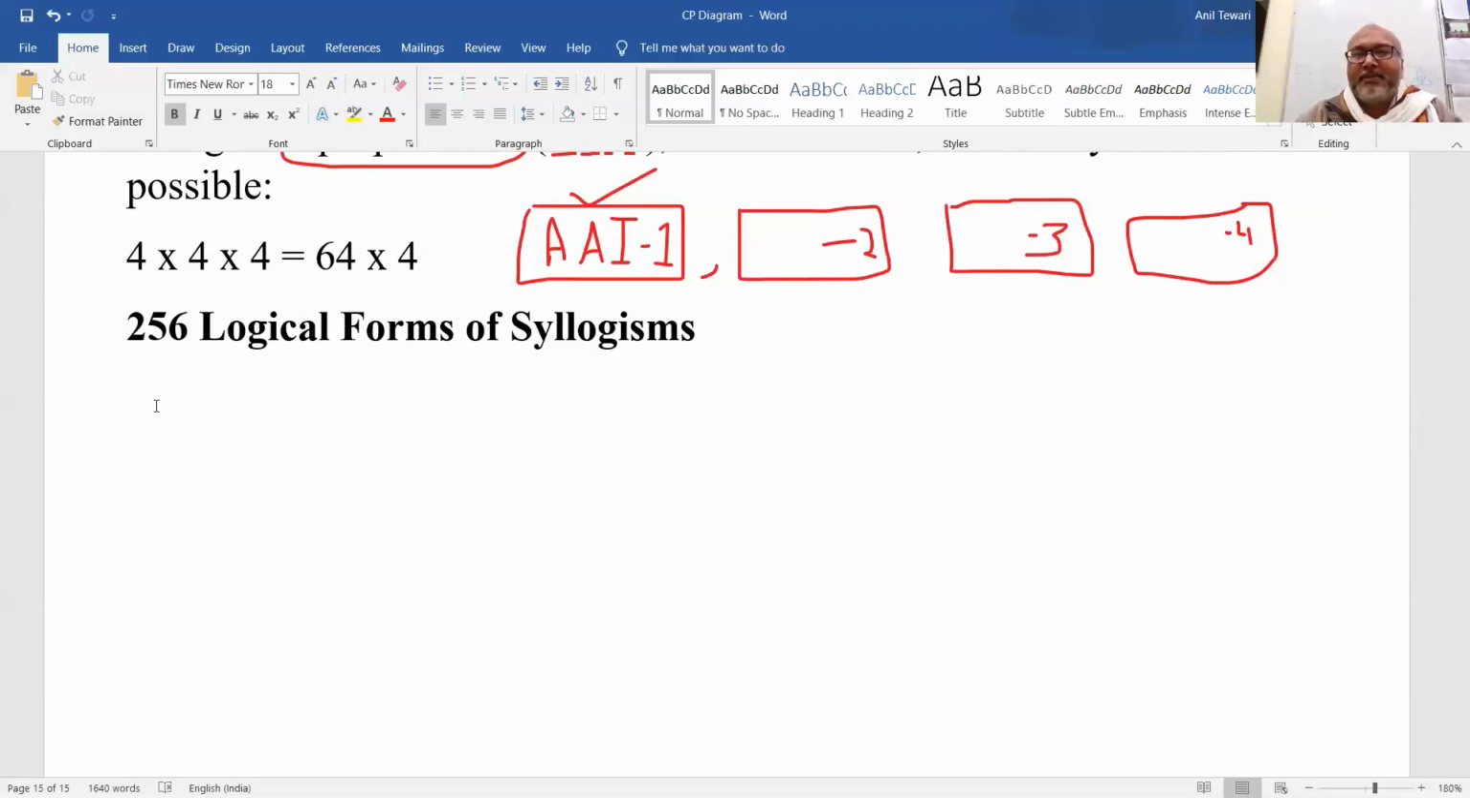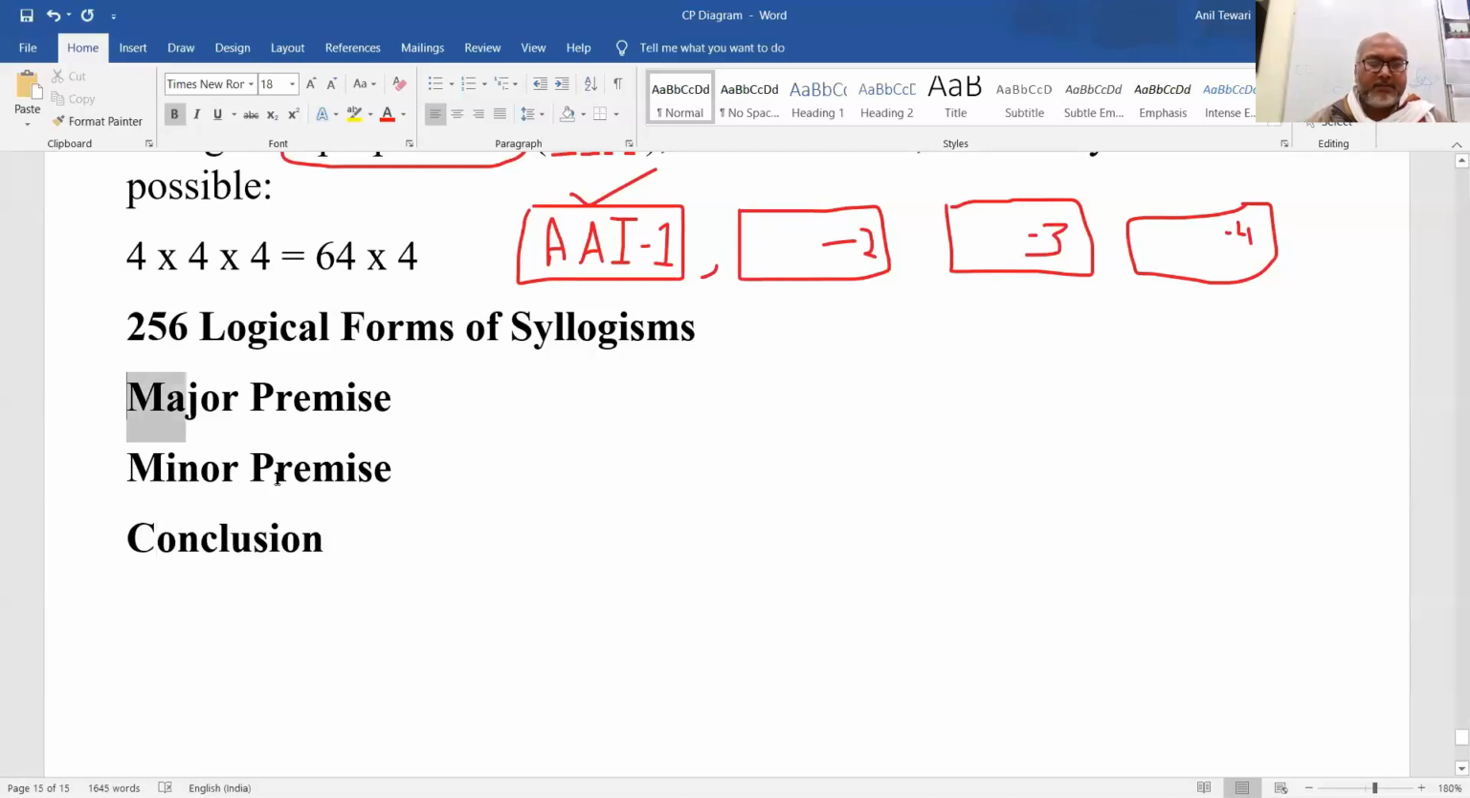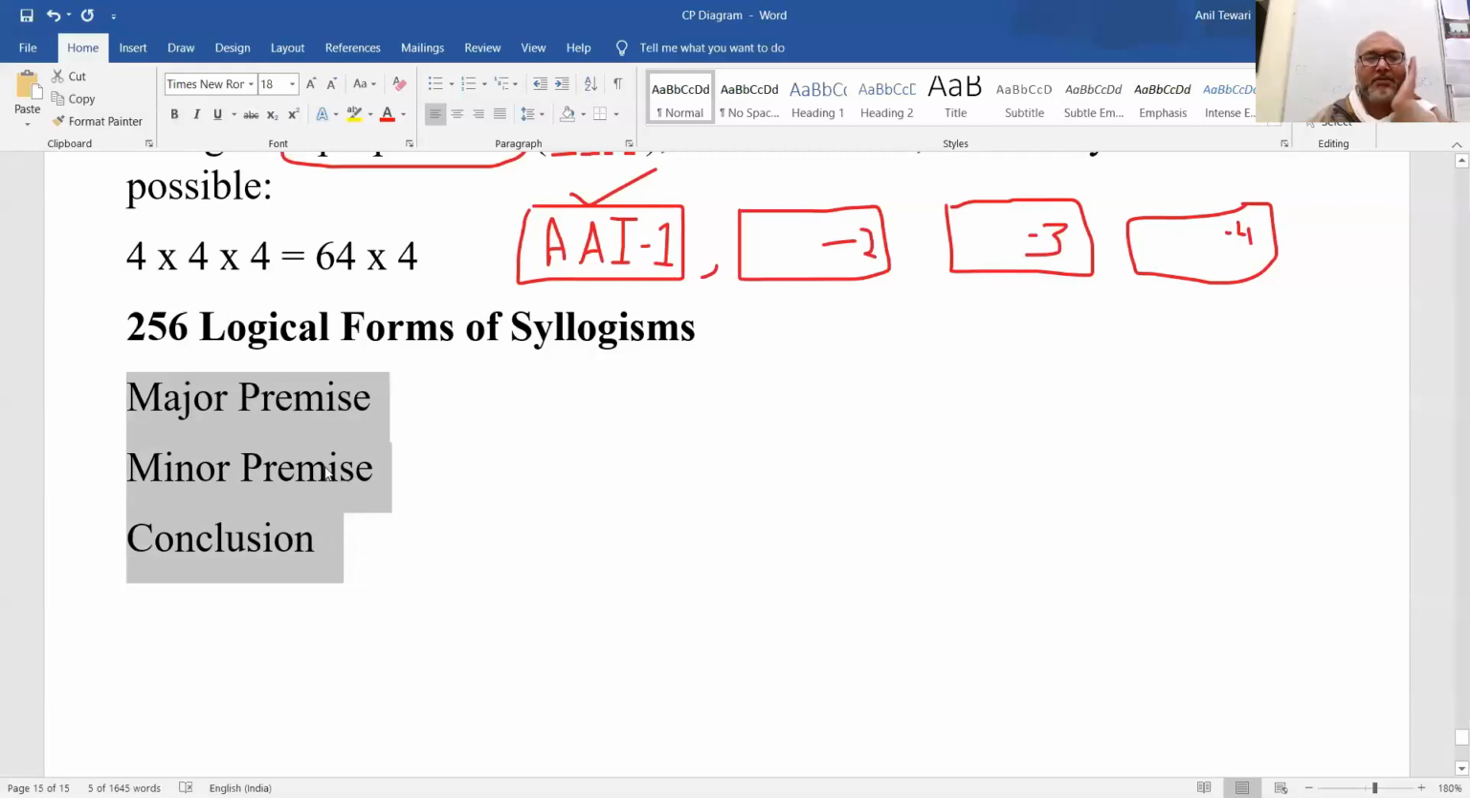While discussing the syllogism, we have seen that a syllogism has 3 propositions. 2 are the premises and 1 is conclusion. So every syllogism will have a major premise, a minor premise, and a conclusion. Okay, so this is the structure. This is the structure of a syllogism.